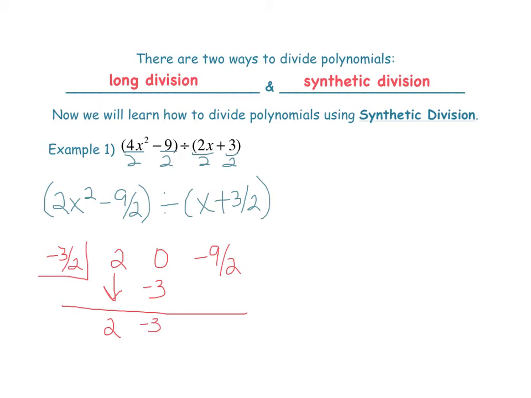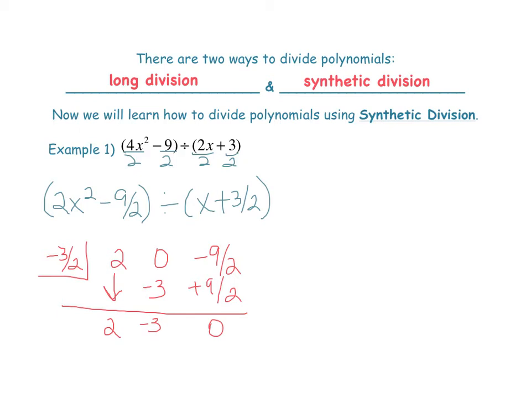Now we're ready to do that process again of multiplying the number on the shelf, but this time we're going to multiply it by this number, the negative 3. So negative 3 halves times negative 3 is positive 9 halves. And so now we are ready to combine the like terms in this column. Negative 9 halves plus 9 halves is 0. Now, if your final terms add up to 0, that means there will be no remainder.